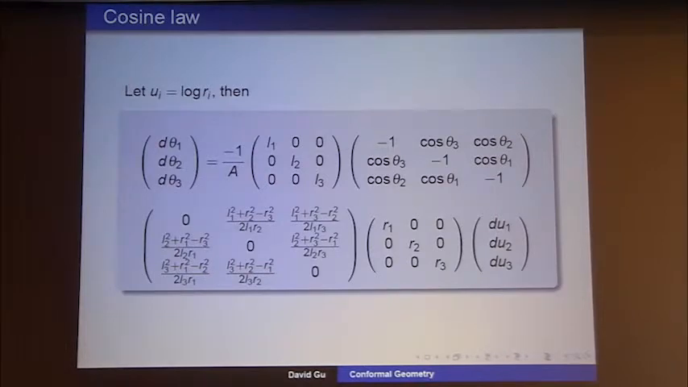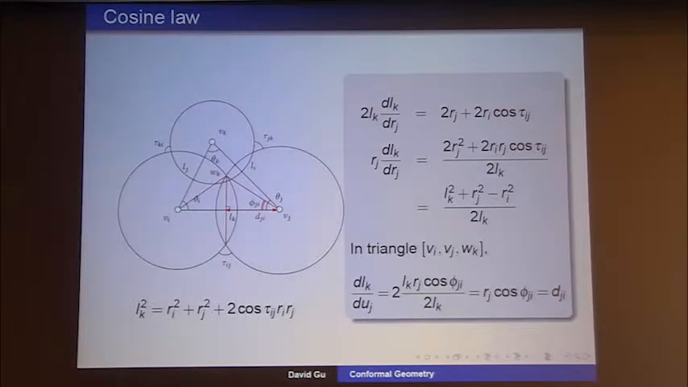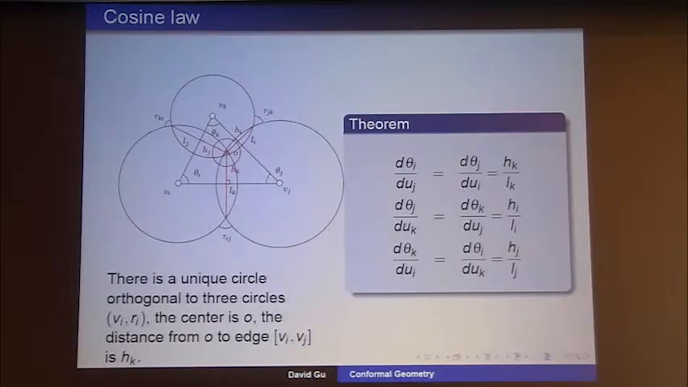Then we pack everything together. Basically, we get the differential relation between the angles and the circle radii, the conformal factor here. So we can write this down explicitly. Then this formula looks very complicated, but in fact, it has a very simple geometric interpretation, which can be proven as well. So this is the result.